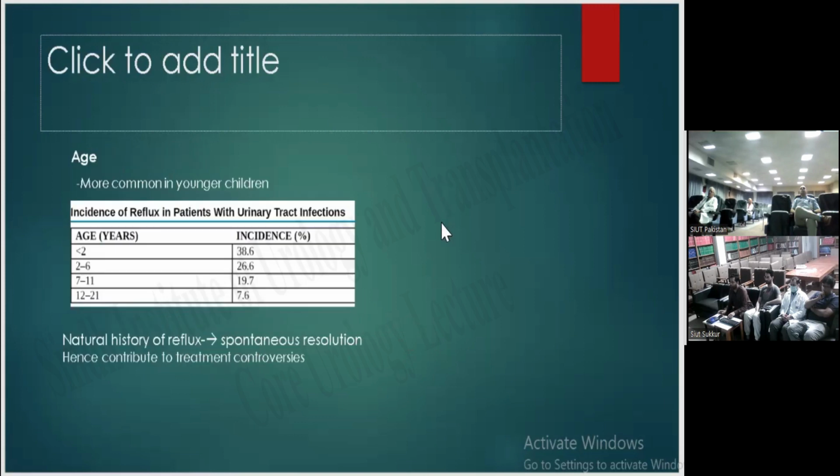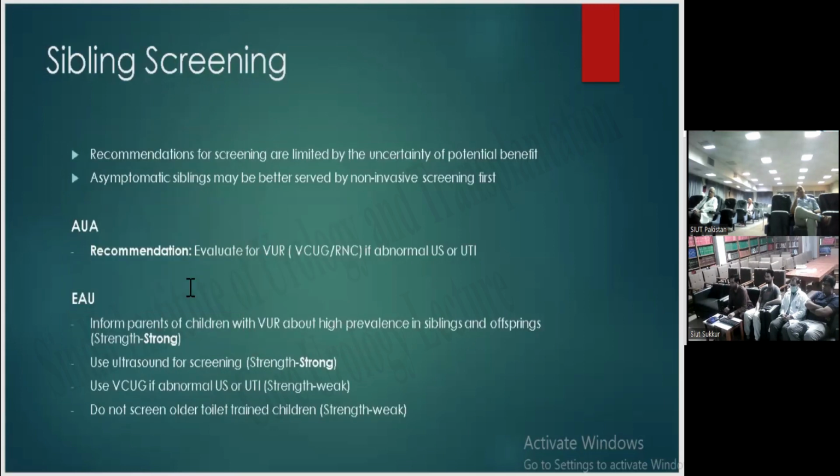Age: more common in younger children. Incidence of reflux in patients with urinary tract infection less than 2 years is 38.6 percent, and 2 to 6 years is lower. Natural history of reflux is spontaneous resolution. Sibling screening recommendations are limited by the uncertainty of potential benefit. Asymptomatic siblings may be better served by non-invasive screening first.